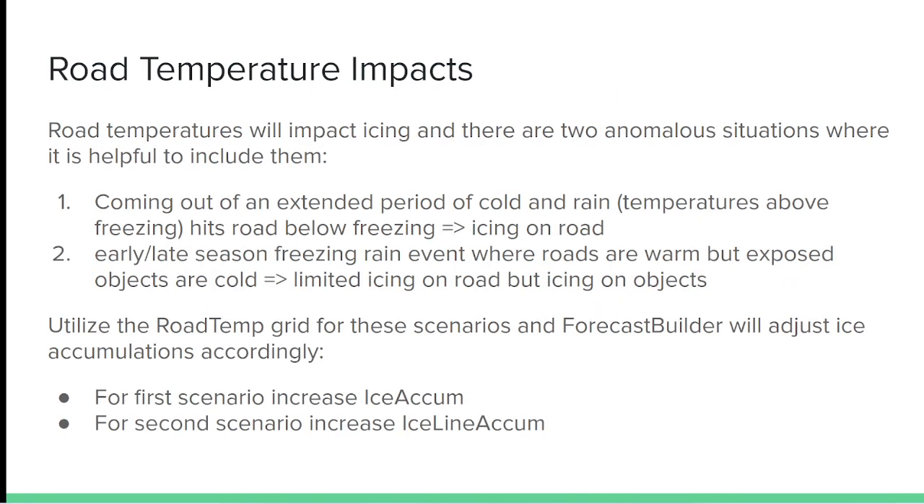In certain circumstances, road temperatures can influence the amount of accumulation that occurs, especially with icing that we want to account for. A couple of scenarios are described here. You can include grids for road temperature reflecting the temperature of the roads, either above or below freezing, and it will adjust either ice accumulation or ice line accumulation based on your hourly T and road temp grids.